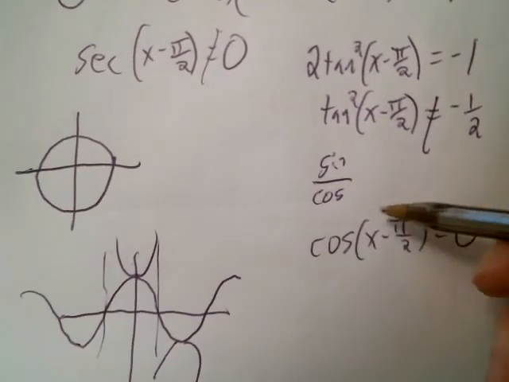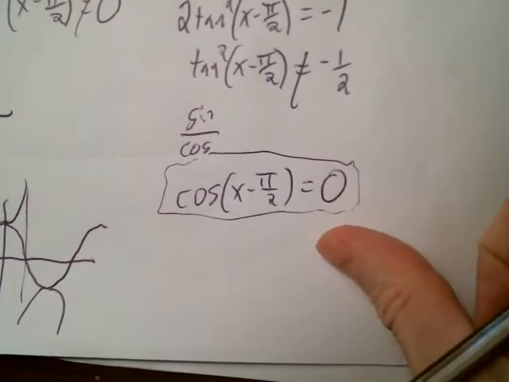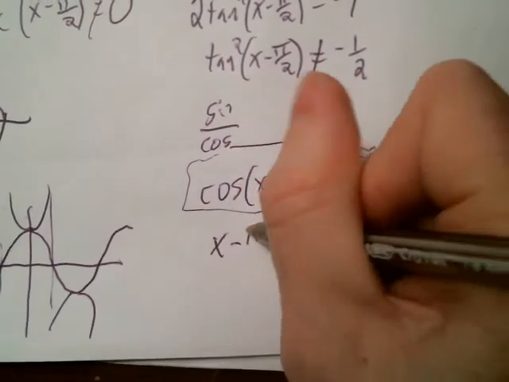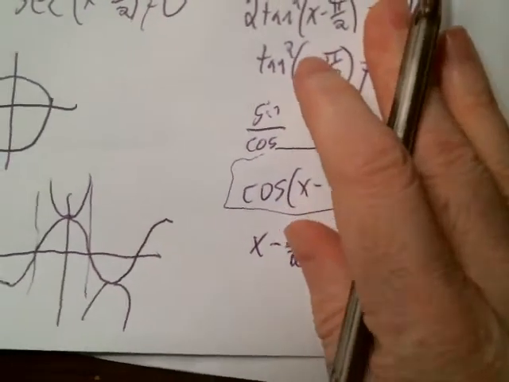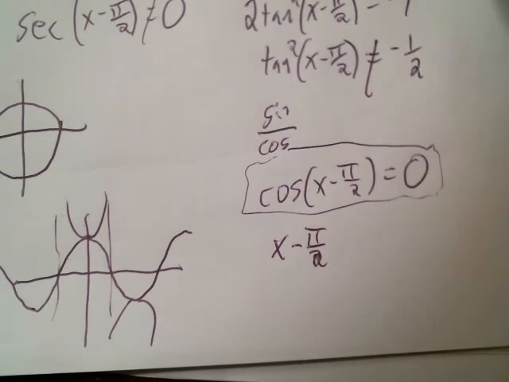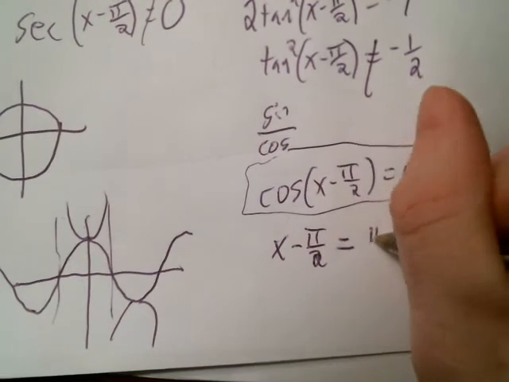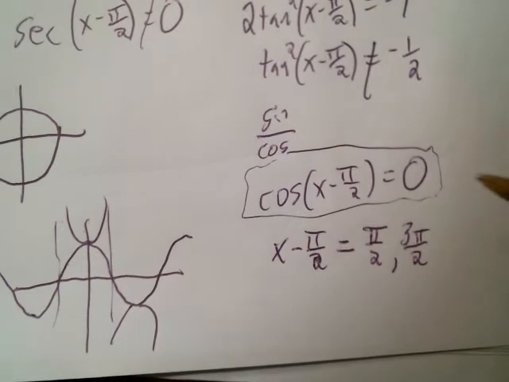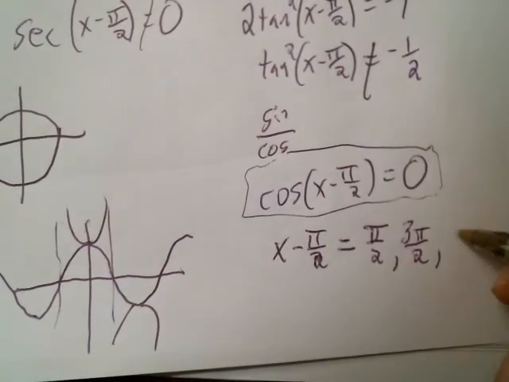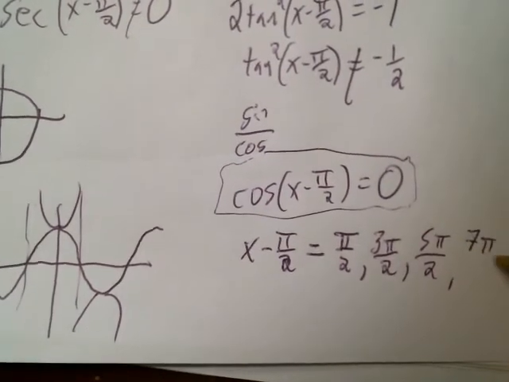The only places that we have to worry about are these places here where the thing is undefined. So I really just have to solve this equation. In other words, I'm looking for where x minus pi over 2 is equal to something that causes cosine to be equal to 0, in the interval from 0 to 4 pi. And the places where that happens will be pi over 2, 3 pi over 2, 5 pi over 2, and 7 pi over 2.